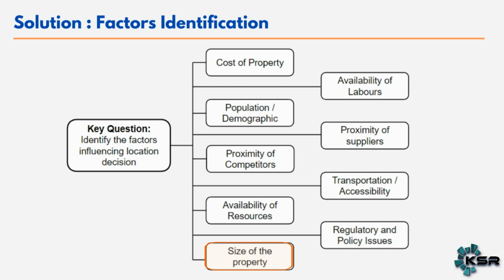Last variable in consideration is size of the property, whether the size or capacity is sufficient for running a successful operation or not. If all the location factors are right but the property size itself is lower and does not fulfill the requirement, then you need to drop this property.